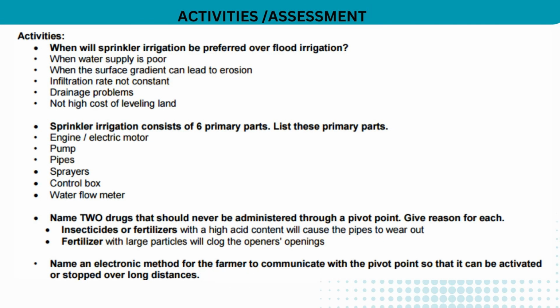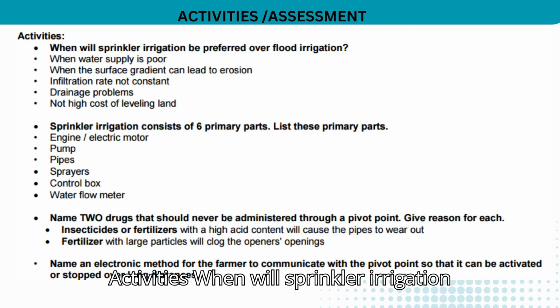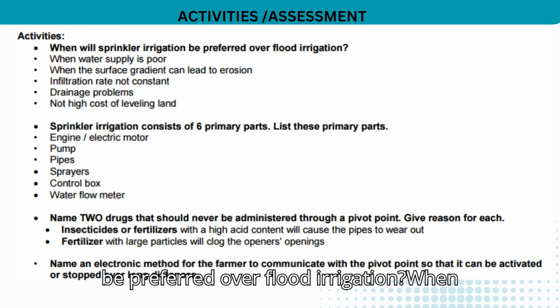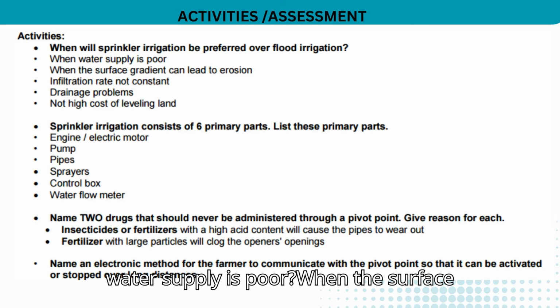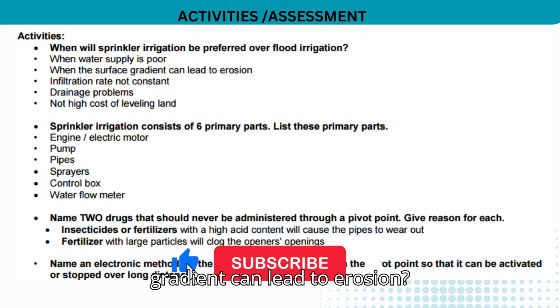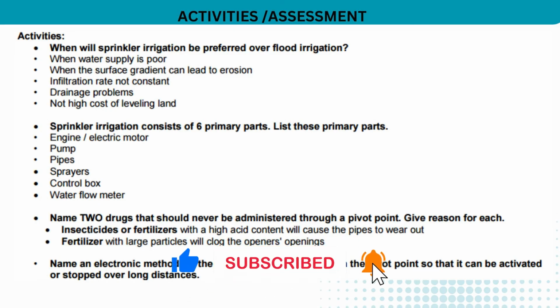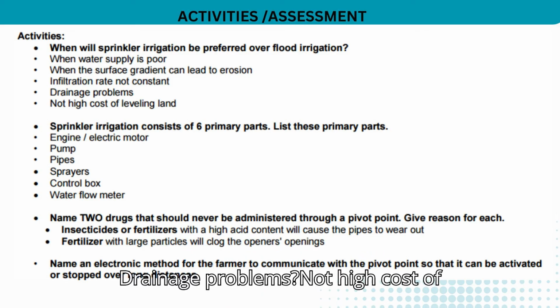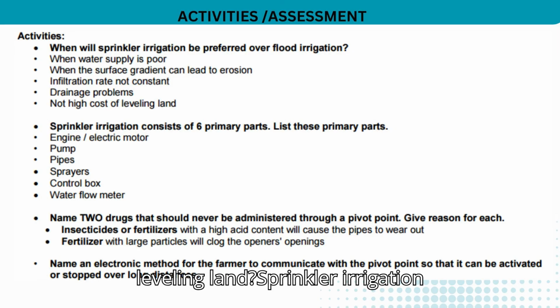Activities/assessment. Activities. When will sprinkler irrigation be preferred over flood irrigation? When water supply is poor. When the surface gradient can lead to erosion. Infiltration rate not constant. Drainage problems. Not high cost of leveling land.